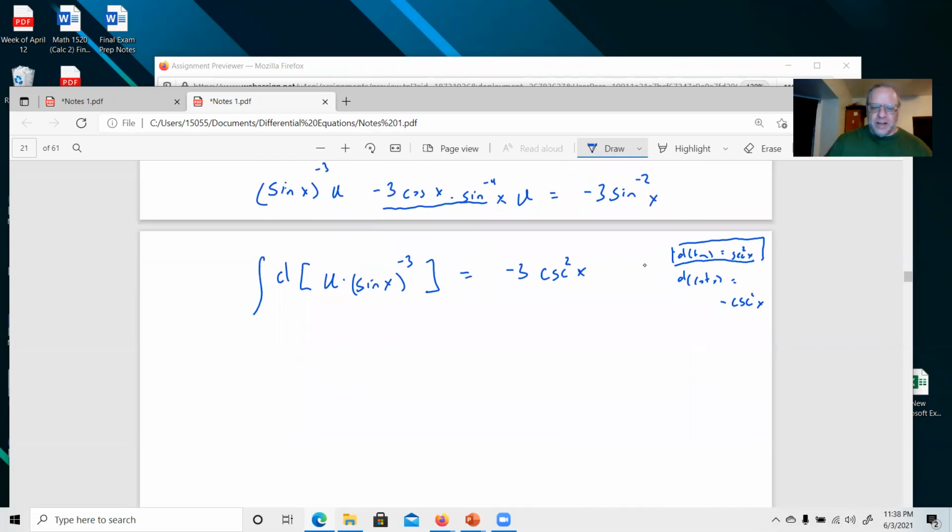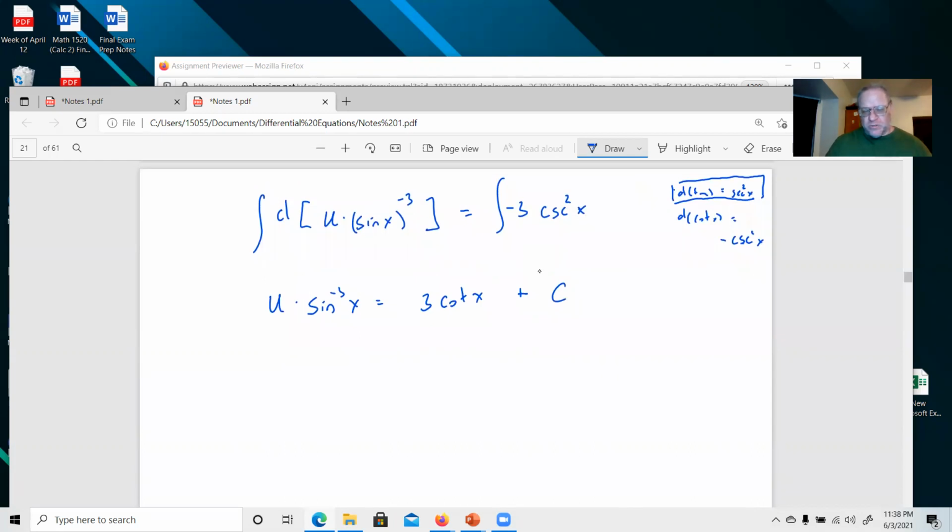So we integrate both sides here. So we're going to end up with u times sine to the negative 3x. Okay, that is equal to 3, right? Because the negative is going to be sucked up into this integration here, and we just have cotangent x, okay, plus our constant of integration. Okay, and now what we're going to do is multiply everybody by sine cubed x, right? Multiplying everybody by sine cubed x.